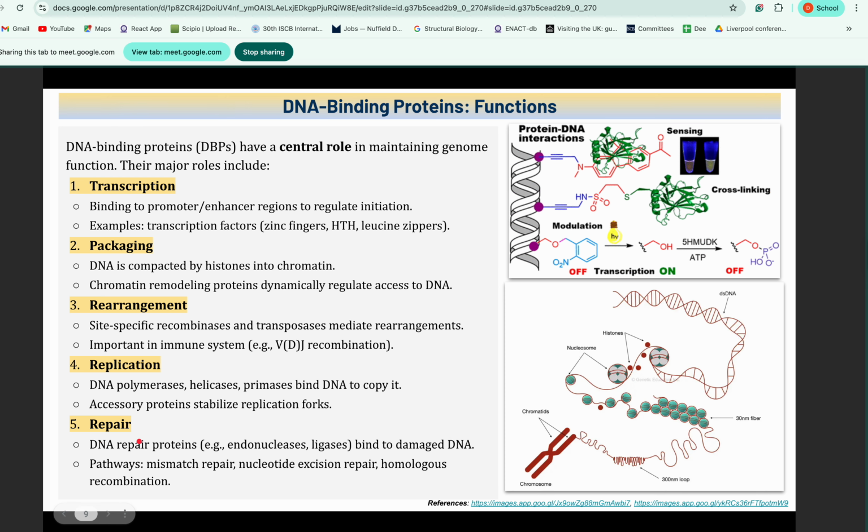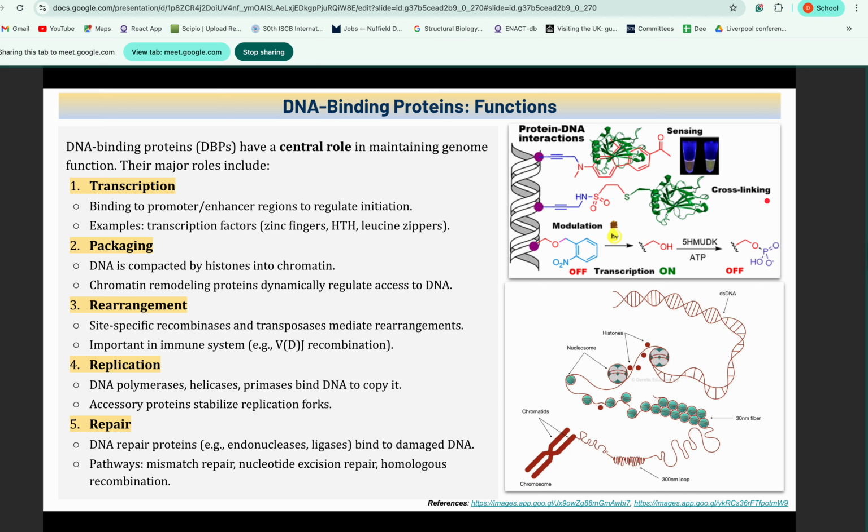And in repair also, we have seen how different proteins bind to DNA, such as endonucleases and ligases, which are involved in DNA repair. So this shows how proteins play an important role in functionality by binding to the DNA. This is also an example in which I have shown how the protein-DNA interaction takes place. And this is the chemical structure of those proteins, showing how the side chain groups are present.